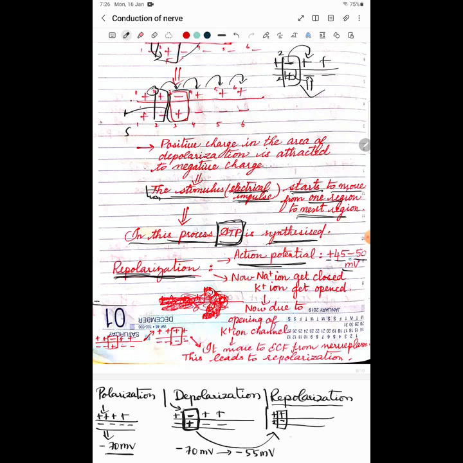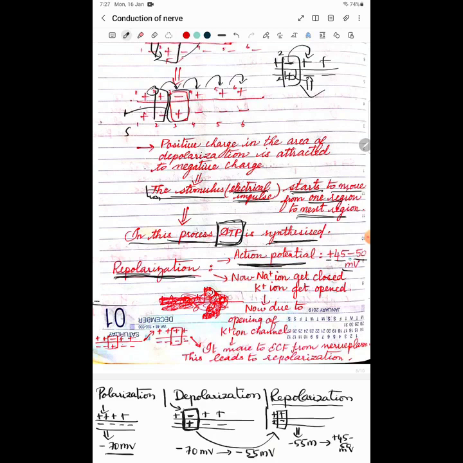Understood? Now again, from this minus 55 microvolt, it is going to increase drastically during the repolarization phenomenon. So from the minus 55 microvolt, it just increased to plus 45 to 50 microvolt. So understood? So this is what is called the repolarization phenomenon. In this repolarization phenomenon, the action potential is drastically increased to plus 45 to 50 microvolt.